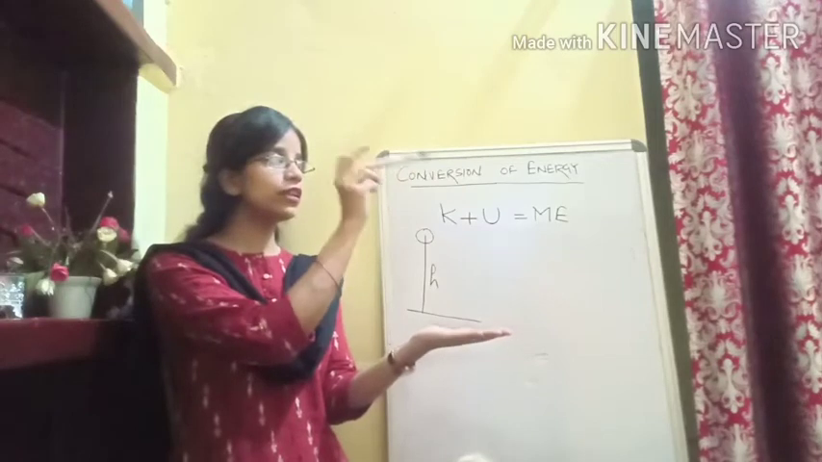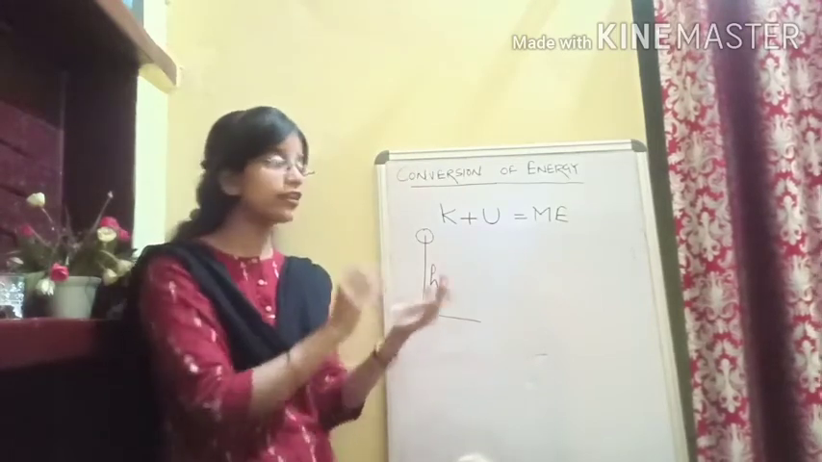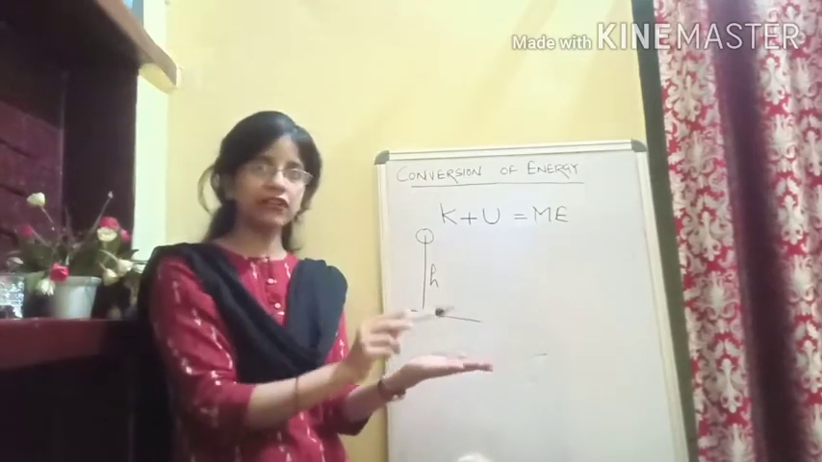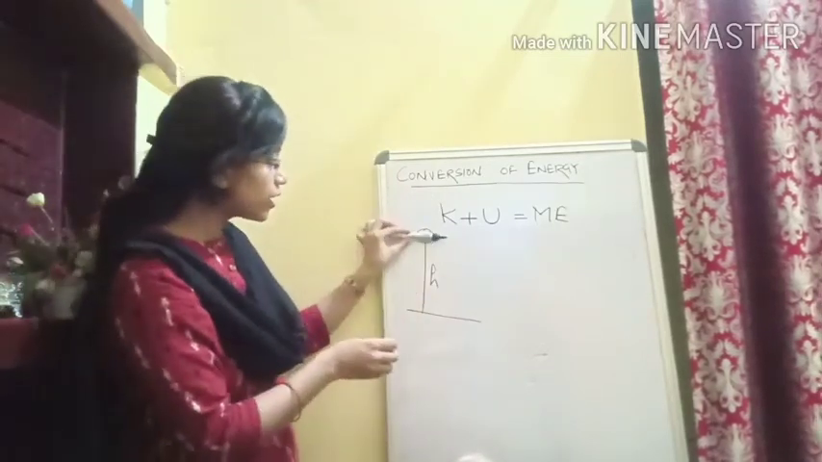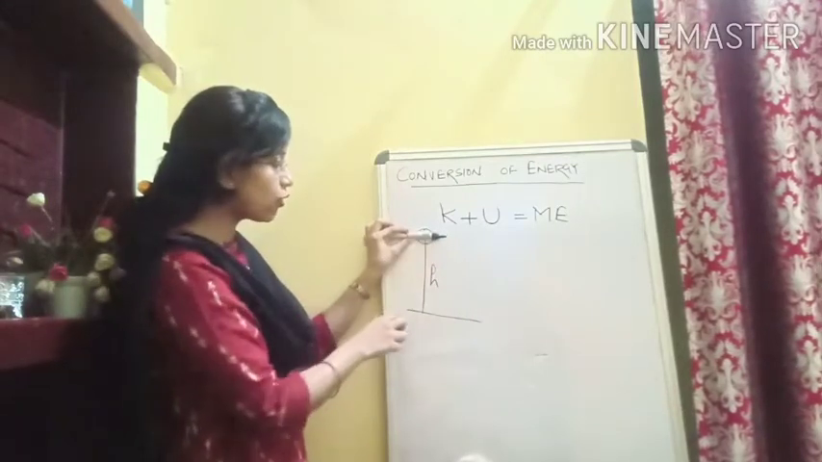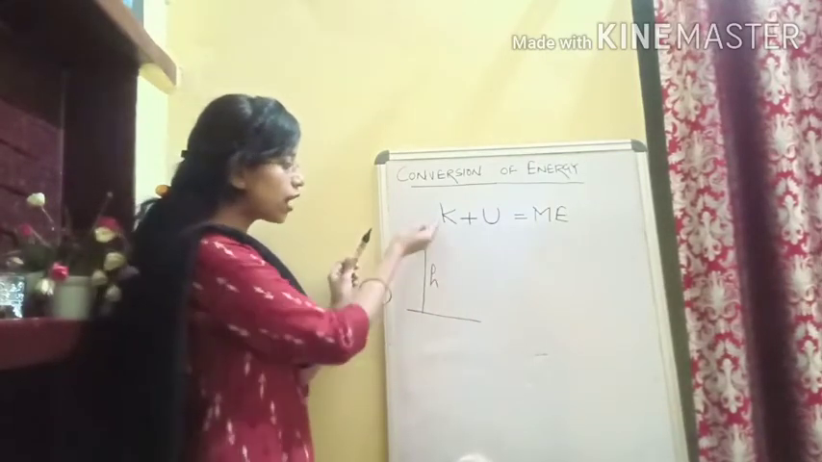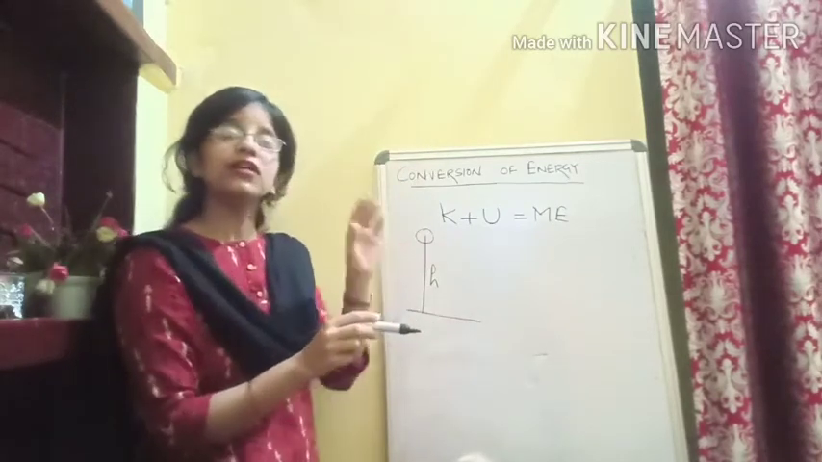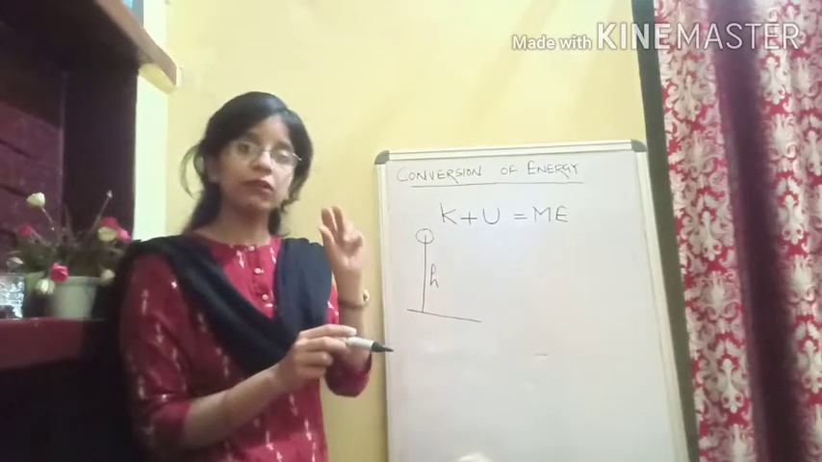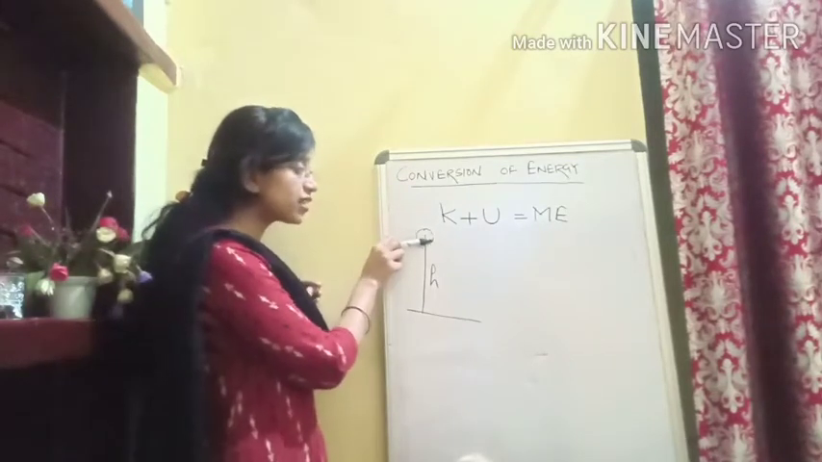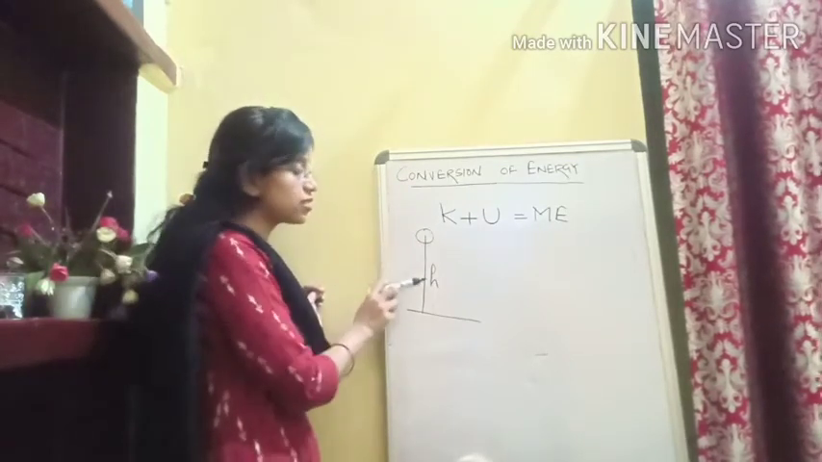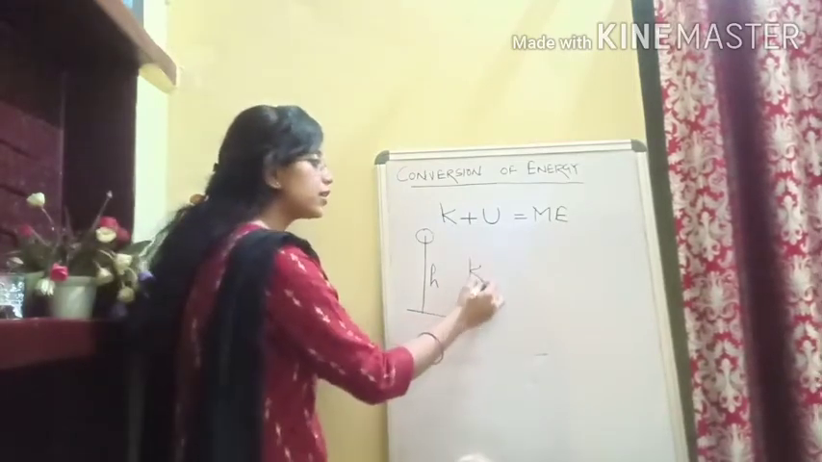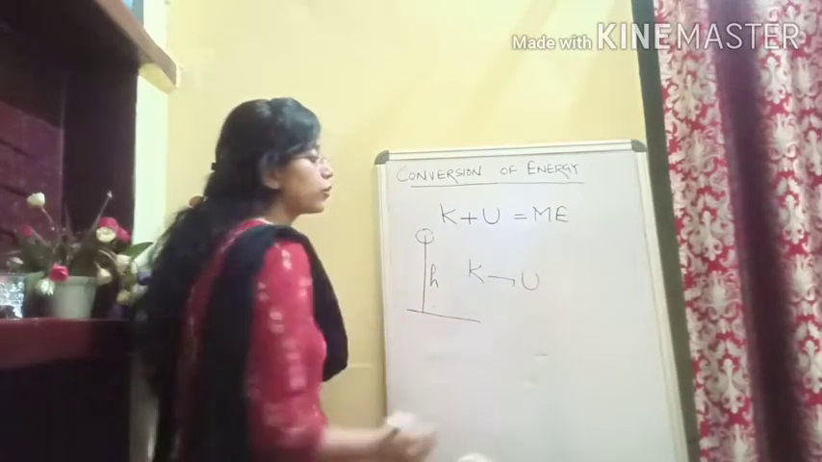But when we leave it, that means it is free falling under no external forces but gravity. That means when it is falling under gravitation, from this height where it is having potential energy, now it is falling. So when it is falling, the height is now reducing. If h is reducing, the potential energy will be reducing, but at the same time it is attaining a velocity. That means it is gaining kinetic energy. So there we can say that potential energy is converting into kinetic energy.